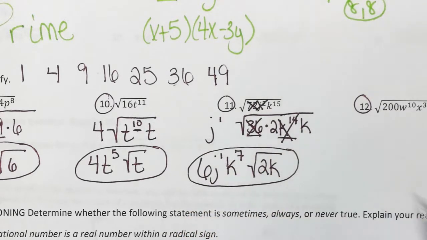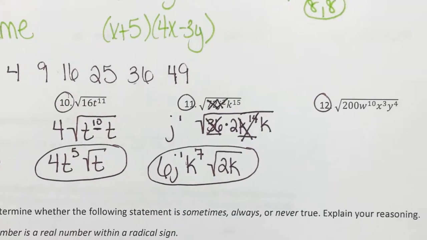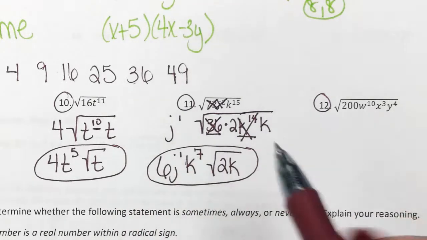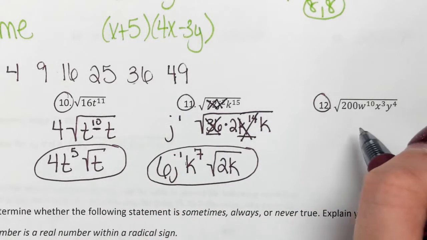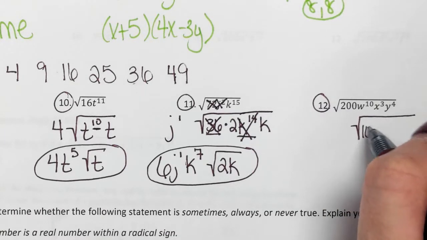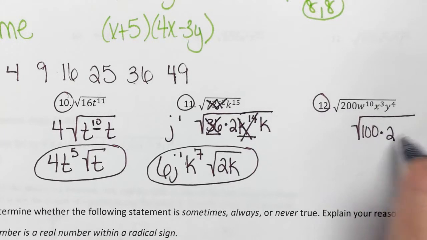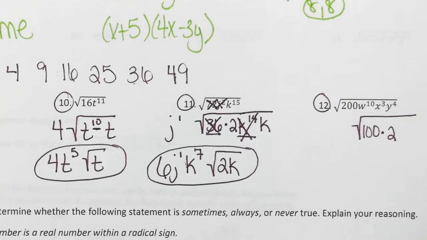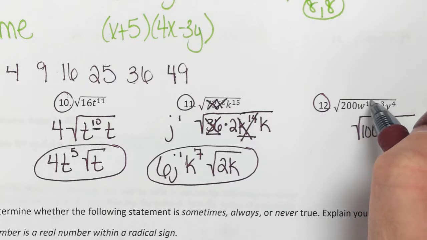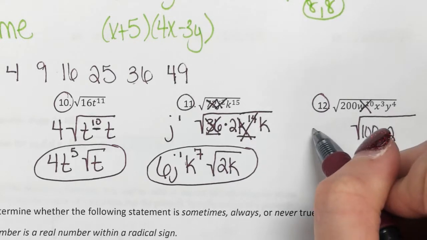Here we got one more, guys. All right, we didn't make our list long enough, but 200 is easy. What's the perfect square that goes into 200? 100. There you go. 100 times what is 200? There you go. All right, W to the 10. He gets to come out. What's 10 divided by 2? 5. Perfect.